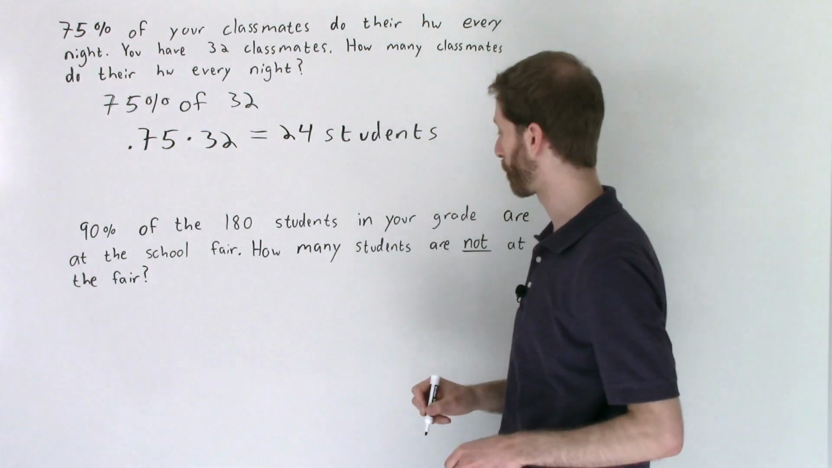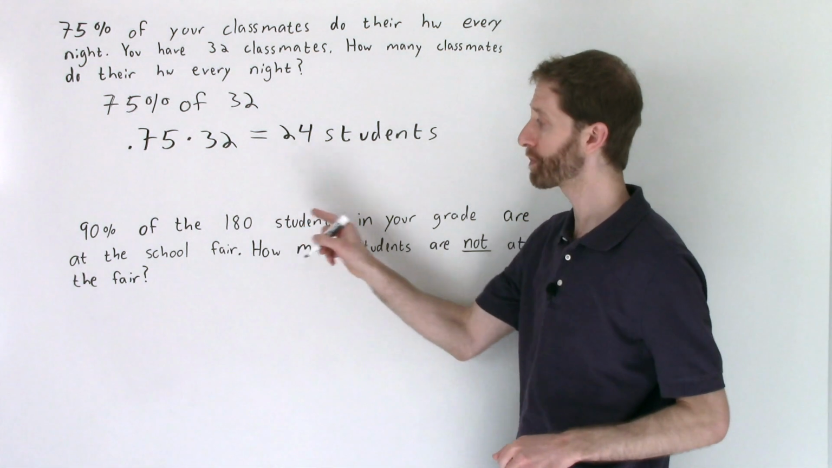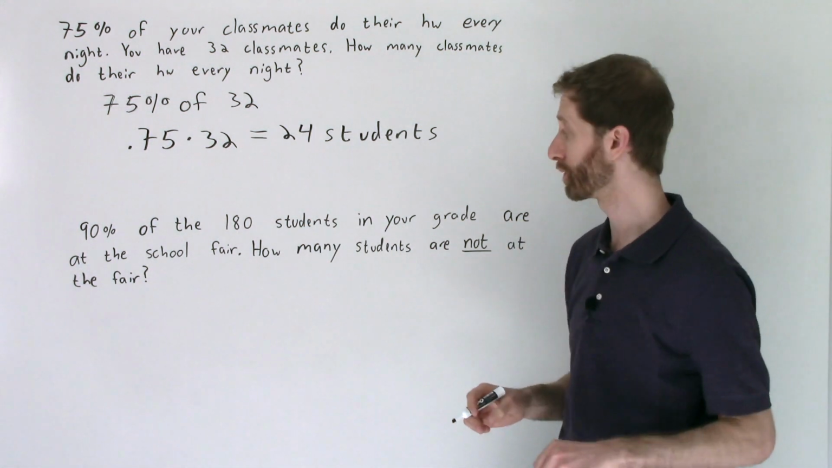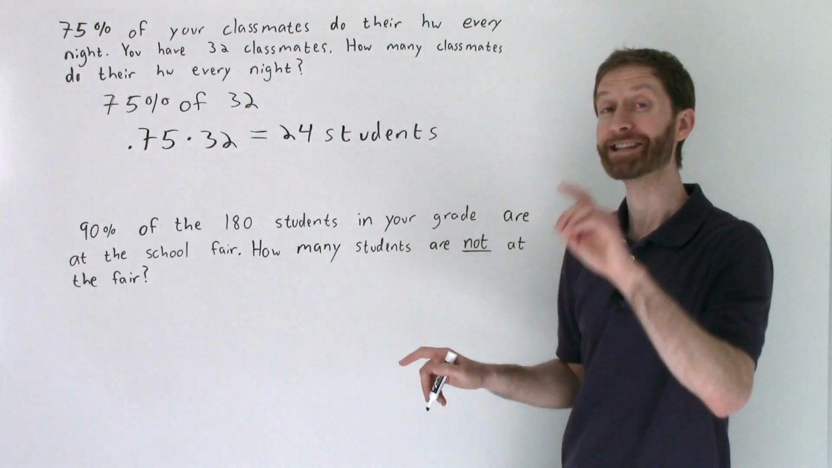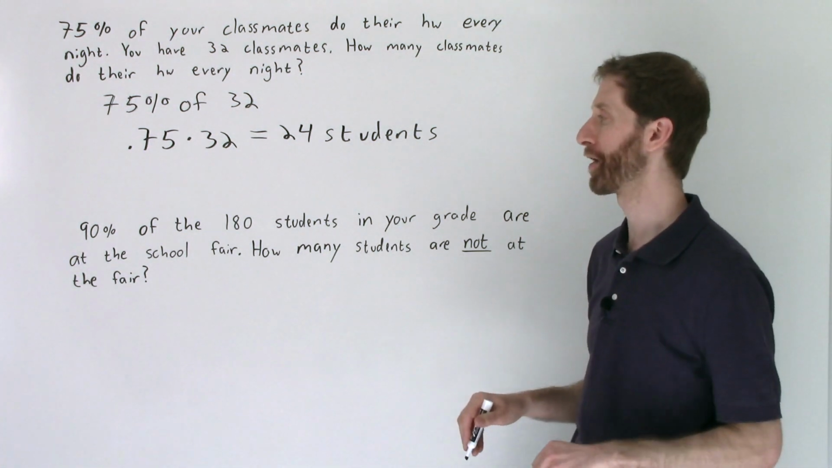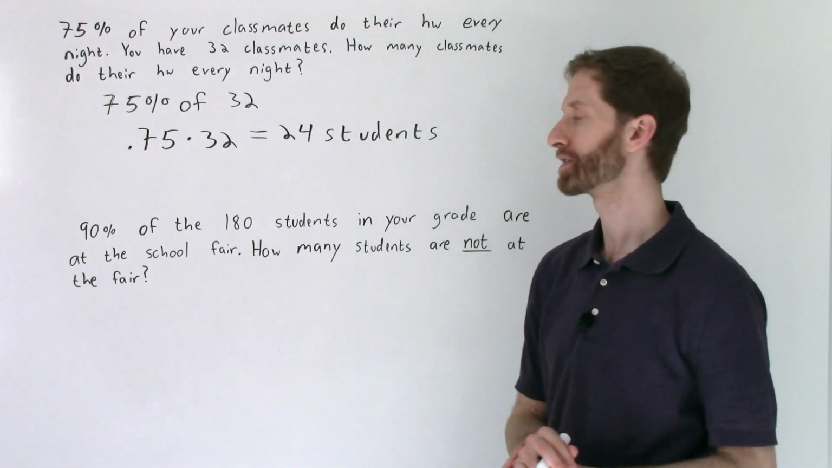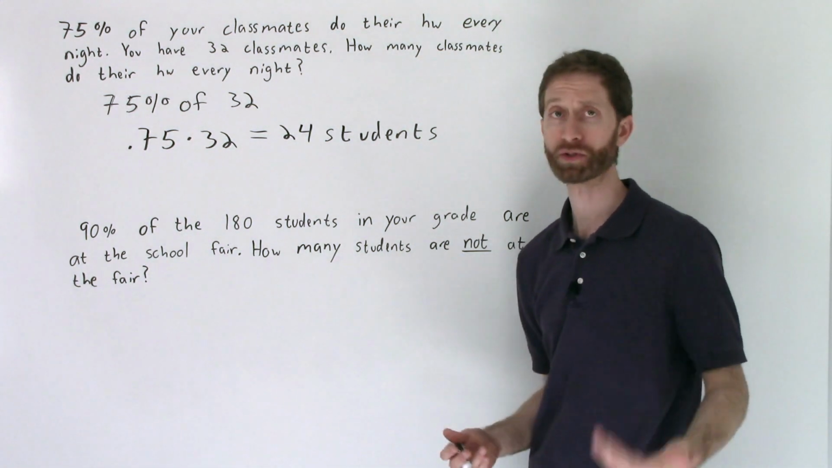Now, into the second word problem. It says 90% of the 180 students in your grade are at the school fair. How many students are not at the school fair? Ooh, it's a tricky problem. A couple different ways to look at this. I choose to look at it based on the percentages.